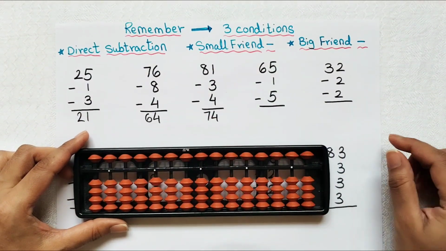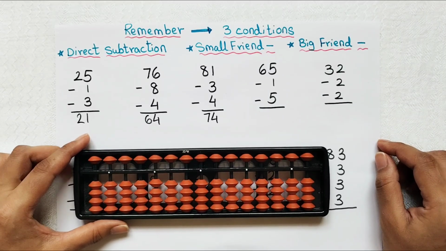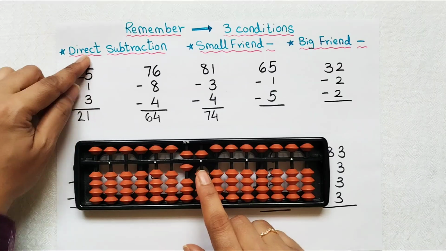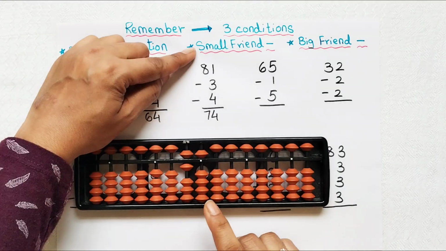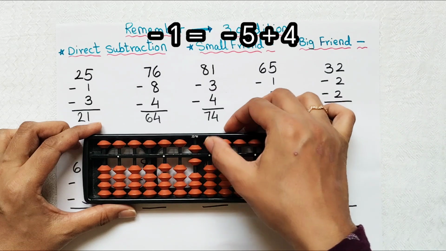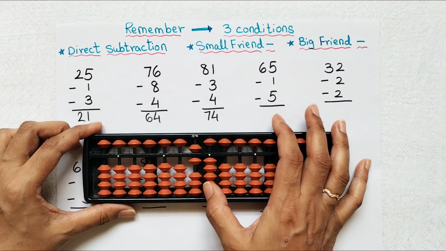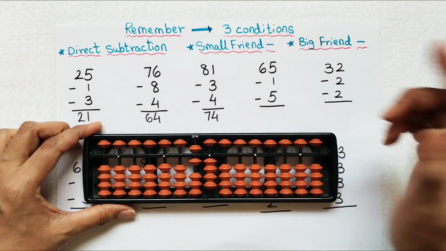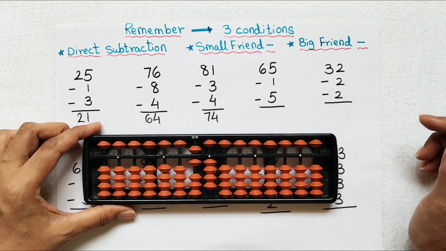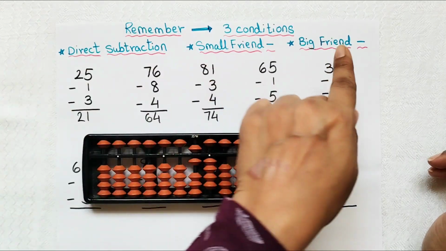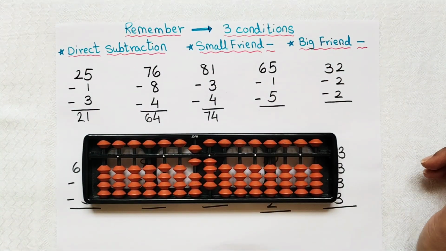Next one, 65 less 1 less 5. Now 1 direct subtraction, yes, I can do it. So 1 it is less 5 plus 4. Less 5. We all know 5 is a big number. So I will look at direct subtraction. I cannot do. And now directly I will look at the big friend formula. That is less 10 plus 5. My answer is 59.